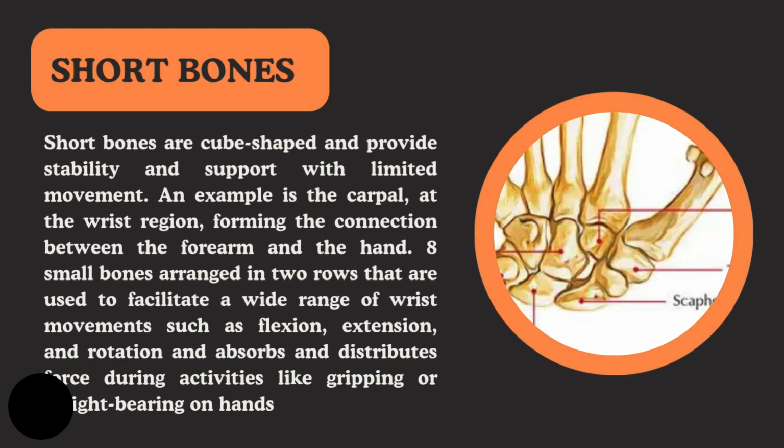We also have short bones. These are mainly found in the wrists and ankles, so the carpals and the tarsals. Short bones are cube-shaped and provide stability and support with limited movement. An example is the carpals, in the wrist region, forming the connection between the forearm and the hand. There are 8 small bones arranged in 2 rows that facilitate a wide range of wrist movements such as flexion, extension, and rotation, and absorb and distribute force during activities like gripping or weight bearing on hands.